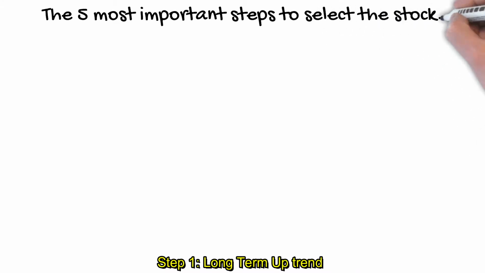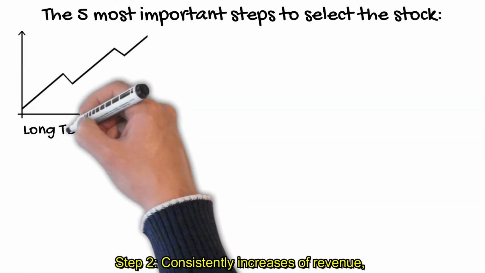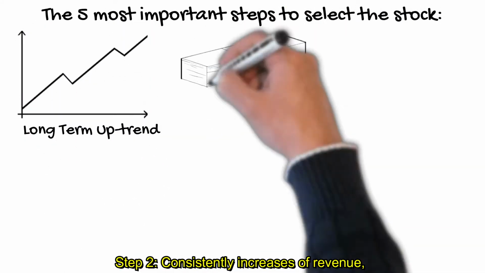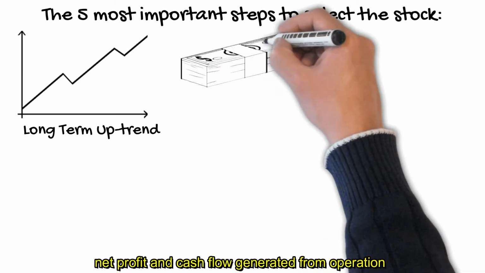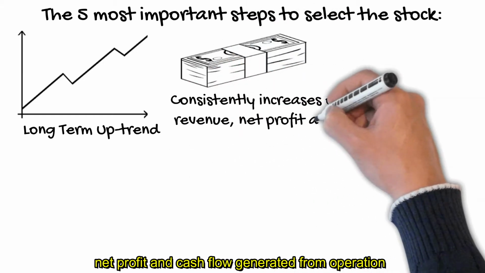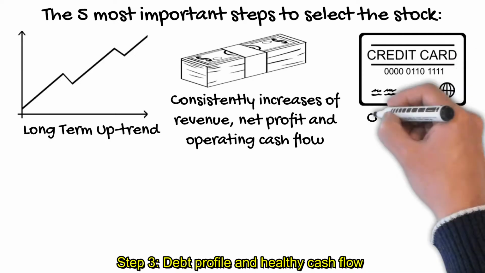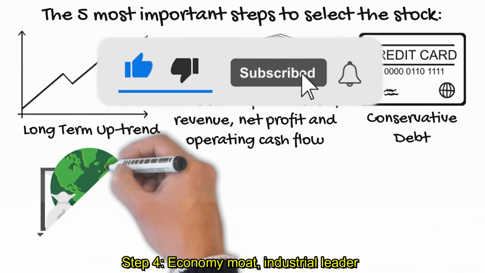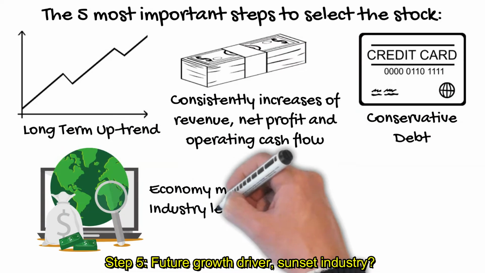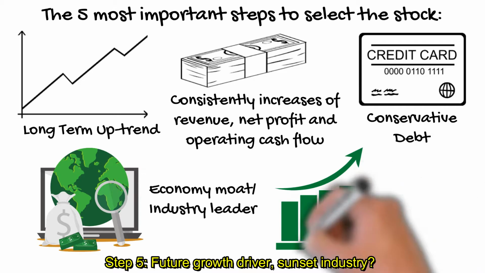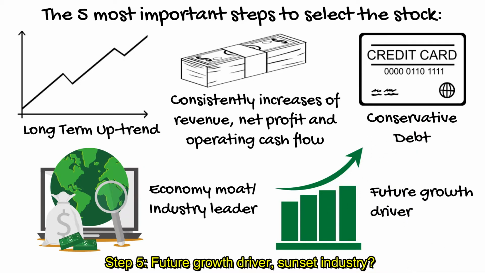A quick revise on my 5 steps. Step 1, long-term uptrend. Step 2, consistent increases of revenue, net profit, and cash flow generated from operation. Step 3, debt profile and healthy cash flow. Step 4, economic moat, industry leader. Step 5, future growth driver or sunset industry.